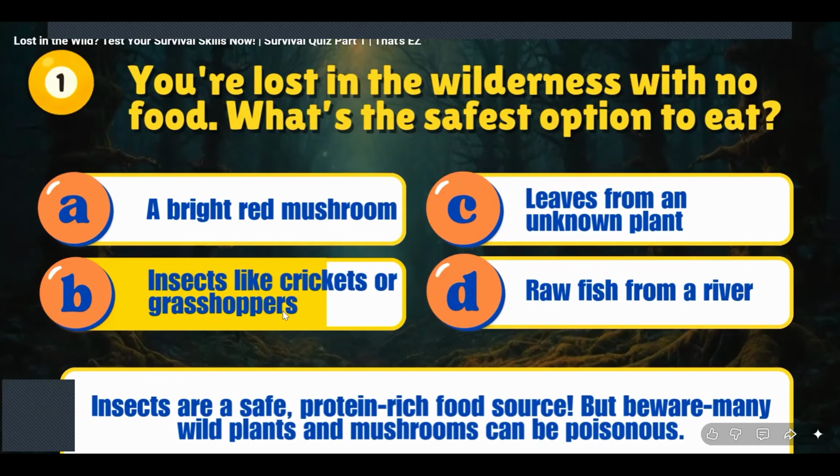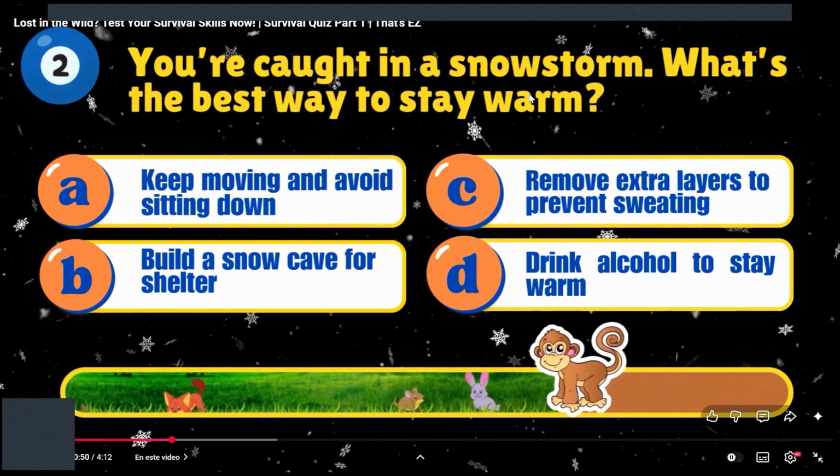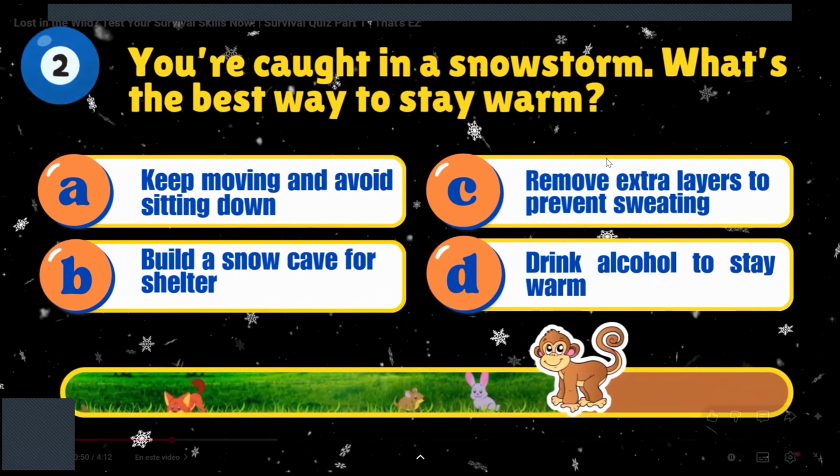You're caught in a snowstorm, una tormenta de nieve, okay? Imagine that you are in this. What is the best way to stay warm? All right.